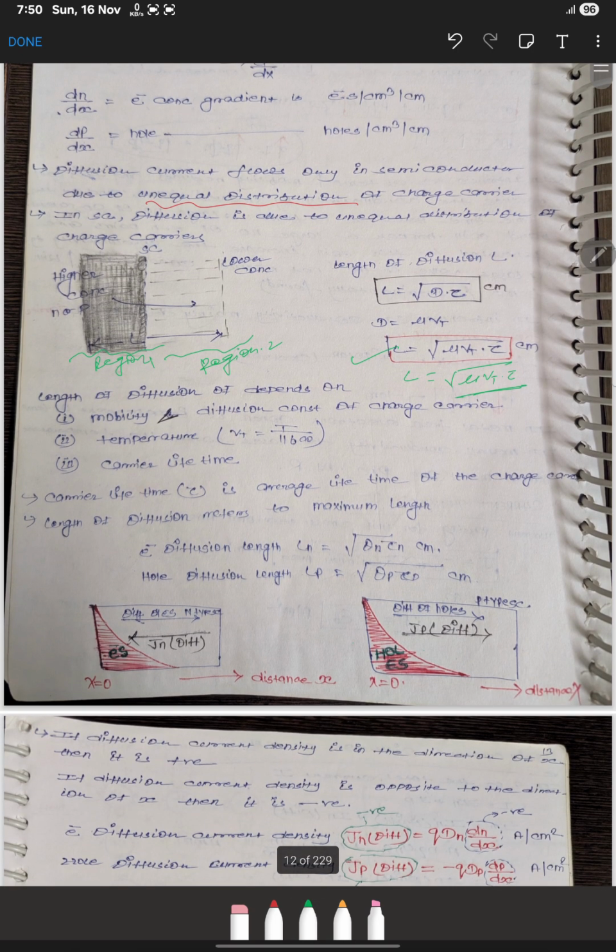Length of diffusion depends on mobility, temperature and carrier lifetime. Carrier lifetime is the average lifetime of the charge carrier. Length of diffusion refers to the maximum length. Electron diffusion length will be denoted by Ln is equal to root under Dn into tau n, which is root under mu n Vt into tau n. Similarly, for holes, it will be root under Dp into tau p, where Dp is mu p Vt.